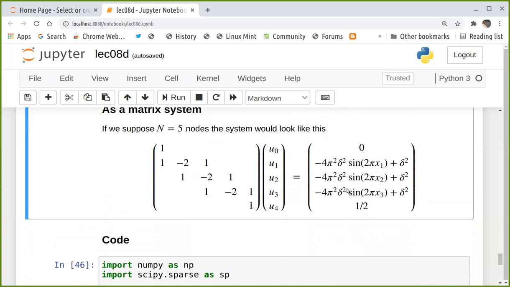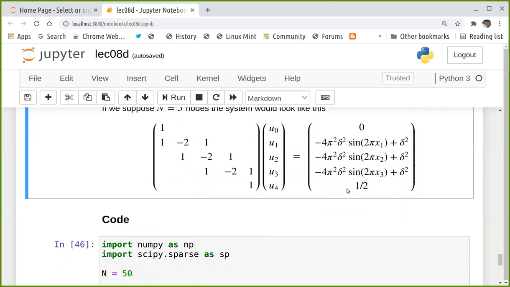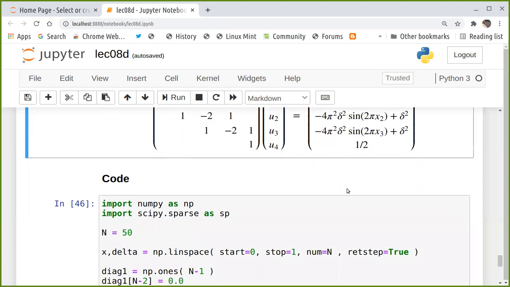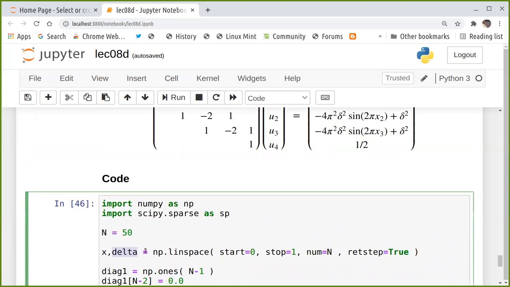So now, once again, I need numpy arrays, so import the numpy module. I need to construct sparse matrices, so I need to import the scipy.sparse module. Specify the number of nodes. Linspace, well, what's the interval? It starts at 0, it stops at 1. I want n equally spaced nodes on that interval, and I'd like to know what the internodal spacing is. So I'm going to set retstep equal to True. The default is that it's False. And that gives me my delta.